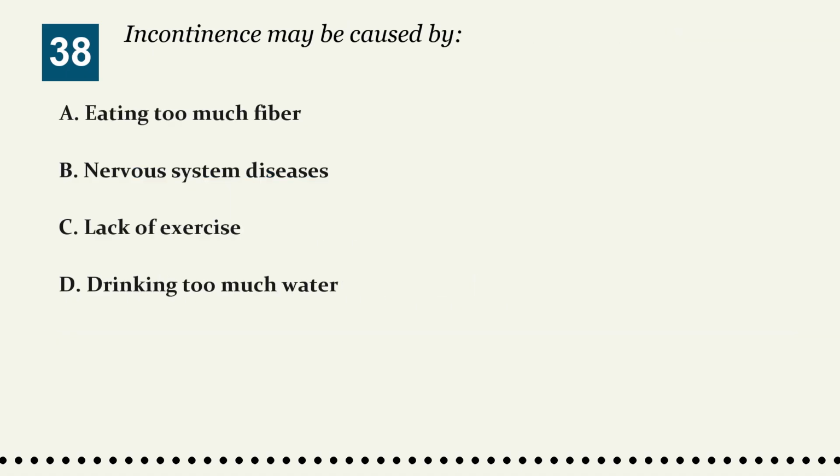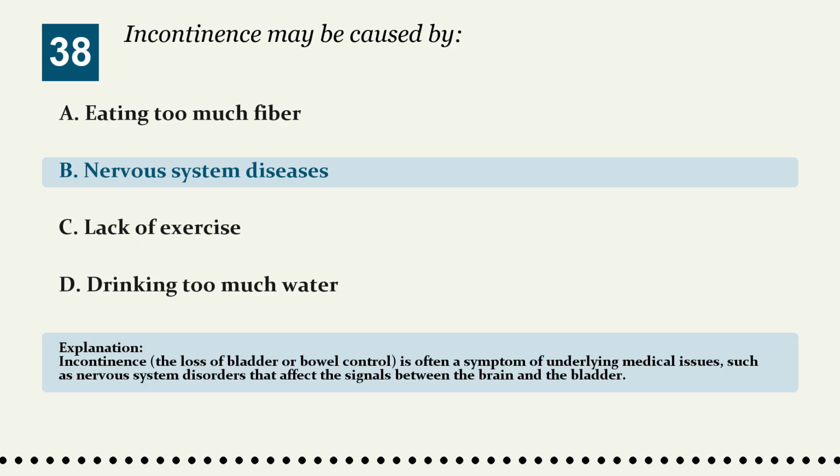Question 38. Incontinence may be caused by: Option A, eating too much fiber. Option B, nervous system diseases. Option C, lack of exercise. Option D, drinking too much water. The correct answer is option B, nervous system diseases. Incontinence, the loss of bladder or bowel control, is often a symptom of underlying medical issues, such as nervous system disorders that affect the signals between the brain and the bladder.